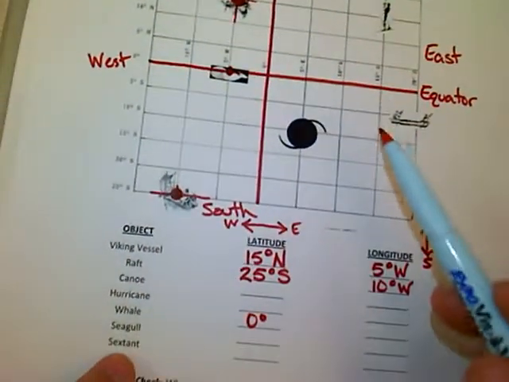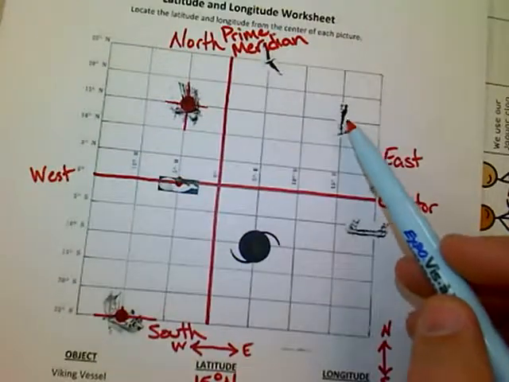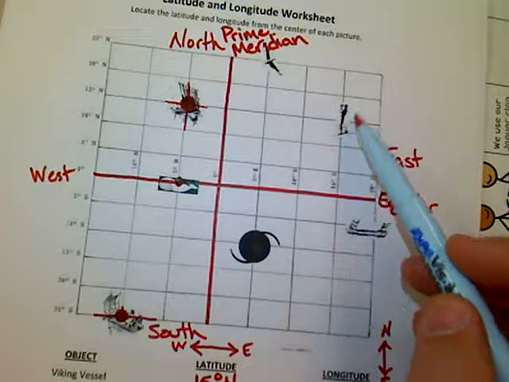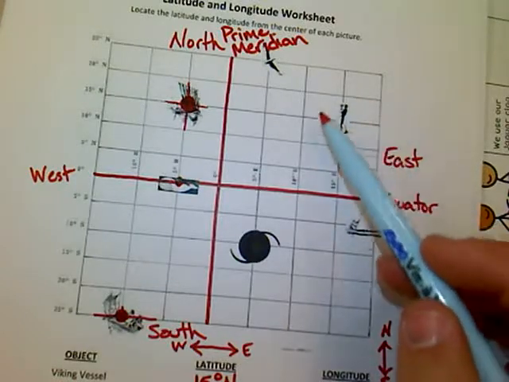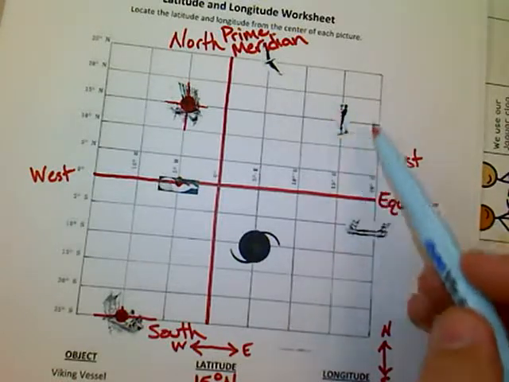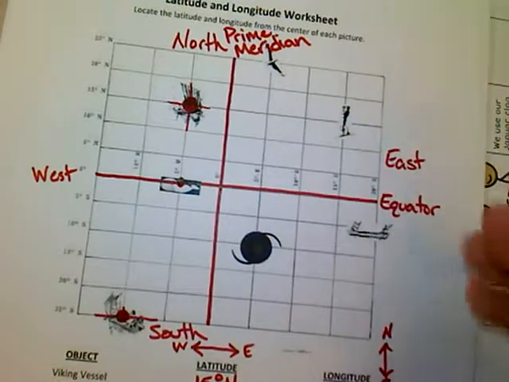And the last thing is called a sextant. And that's this guy right here. And that's a device that we would use if we were on a ship. It would help us navigate so we knew where we were going.